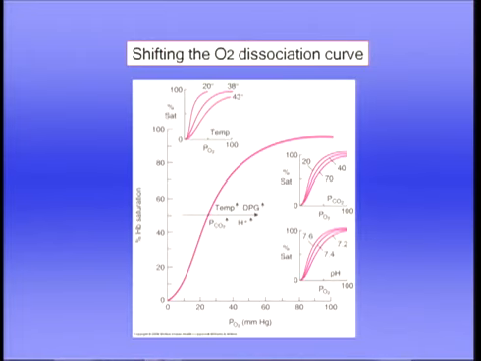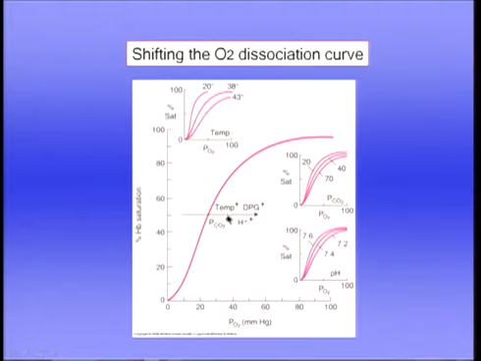And it turns out that there are 4 factors that shift the curve to the right or reduce the oxygen affinity of the hemoglobin. Those are temperature, PCO2, hydrogen ion concentration, and 2,3-diphosphoglycerate. So if we have an increase in temperature, an increase in PCO2, or an increase in hydrogen ion concentration, the curve shifts to the right, and the various plots are shown here.